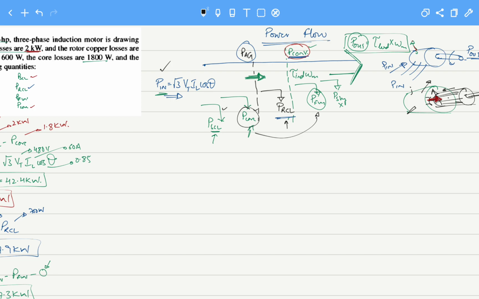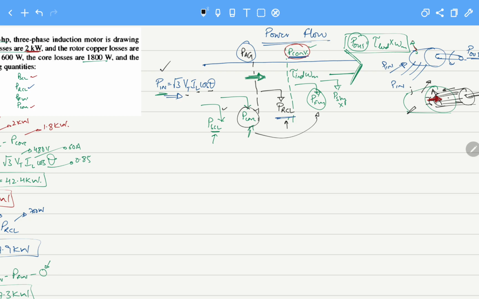So yes, we can calculate input power. We have the line current, that is the stator current we calculated, the terminal voltage, and the power factor, so we can calculate input power. Now can we calculate stator copper losses? Yes, we can, because we have the stator current and we also know the resistance of the stator.